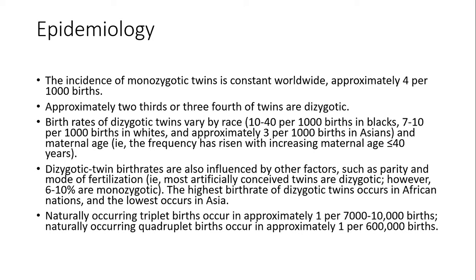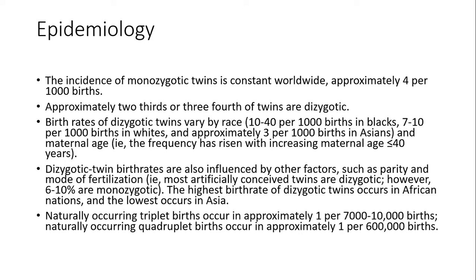The incidence of monozygotic twins is approximately 4 per 1,000 births. Approximately 2/3 to 3/4 of twins are dizygotic. Birth rates of dizygotic twins vary by race. We see it more often in the black population, 7 to 10 per 1,000 births in white people, and approximately 3 per 1,000 births in Asian people. And it depends on maternal age. The frequency rises with increasing maternal age up to 40 years old.